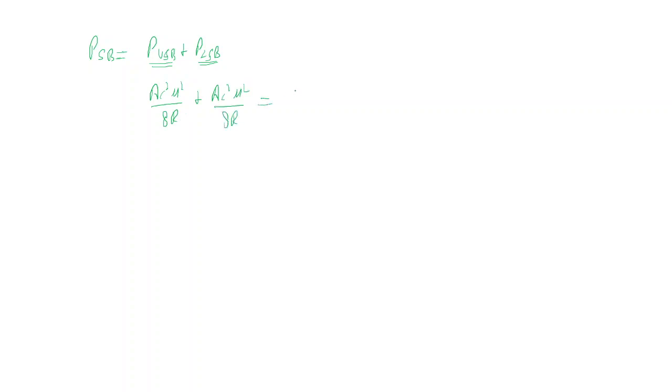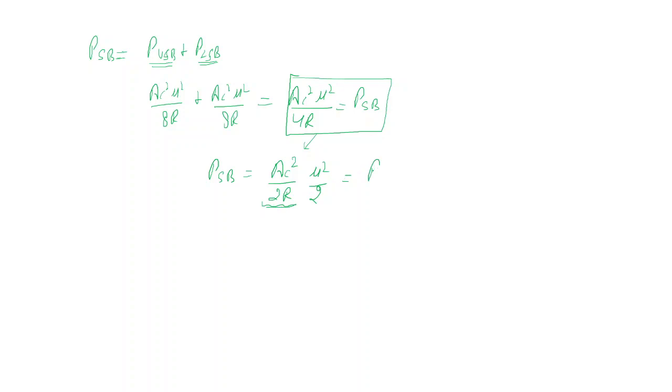When you calculate this, what will we get? Ac square mu square by 4R, that is the power of the sideband. So this is the one result. Now, the power of the sideband is equivalent to, I'll reshuffle this equation, Ac square by 2R and mu square by 2. So when we sort this out, as you know, this is the power of the carrier, mu square by 2. So you'll get that the power of the sideband is in terms of the power of the carrier. Here this is the power of the carrier, here this is the power of the sideband.